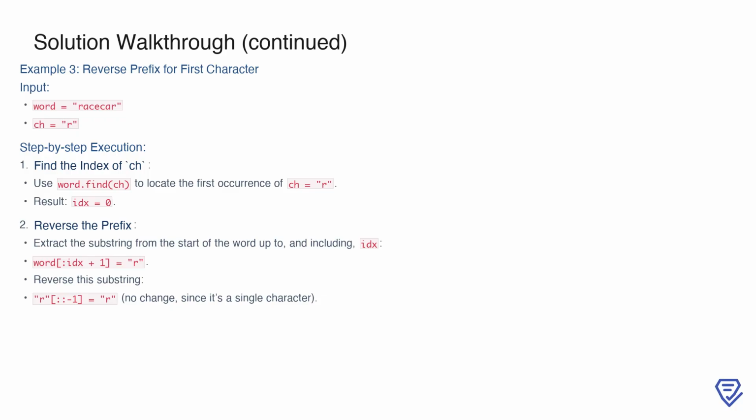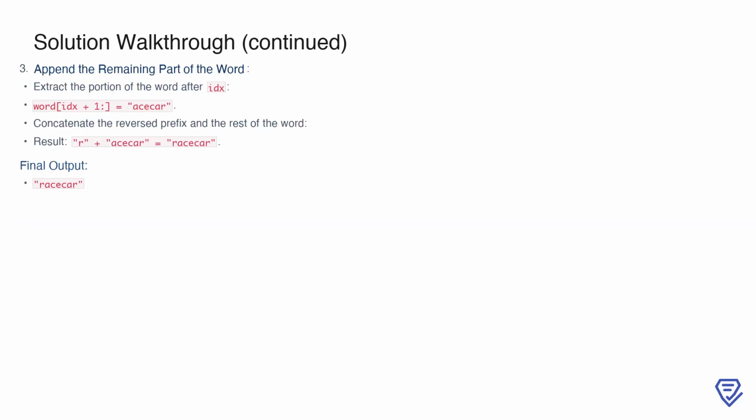This forms the reversed prefix, and we can now proceed to the final step. To complete the transformation, we append the rest of the word to the reversed prefix. The portion of the word after index 0 is acecar. By concatenating the reversed prefix, r, with the remainder of the word, acecar, we get the final result, racecar.